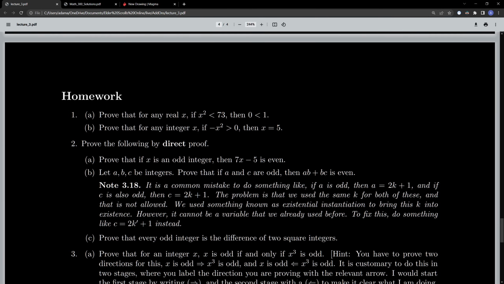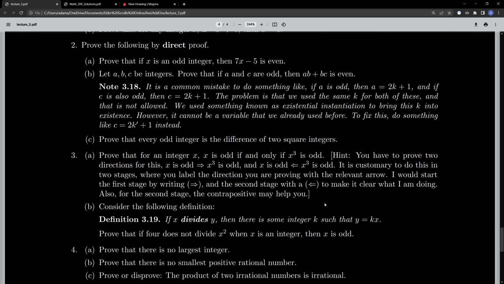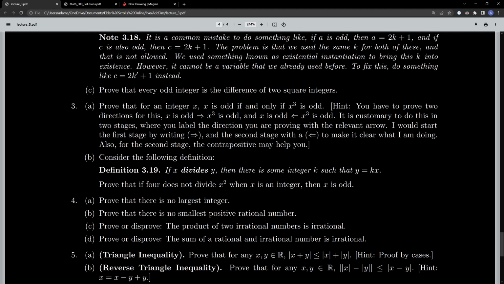Let me skim over the homework here. Right, so these are going to be either vacuous or trivial proofs. Some basic direct proofs. Maybe you're using contrapositive here. Here maybe you're using proof by cases.